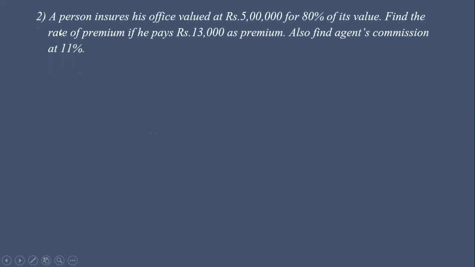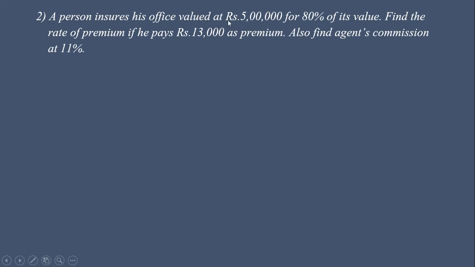Now let us see one more example. A person insures his office valued at rupees 5 lakh for 80% of its value. Find the rate of premium if he pays rupees 13,000 as premium. Also find agent's commission at 11%. Now a person insures his office valued at rupees 5 lakh.